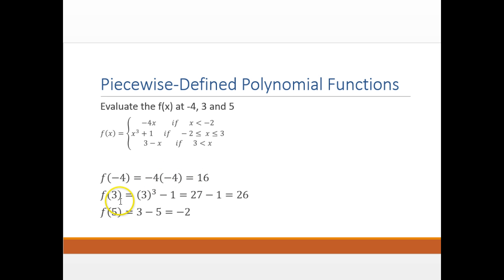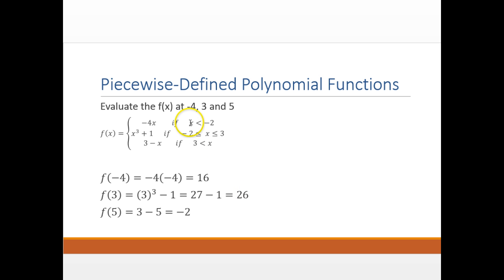Our next one is f(3). 3 is not less than -2, but 3 is between -2 and 3 because this says less than or equal to 3. So I'm going to plug this into the middle piece. So 3 cubed minus 1 is 27 minus 1, which is 26.